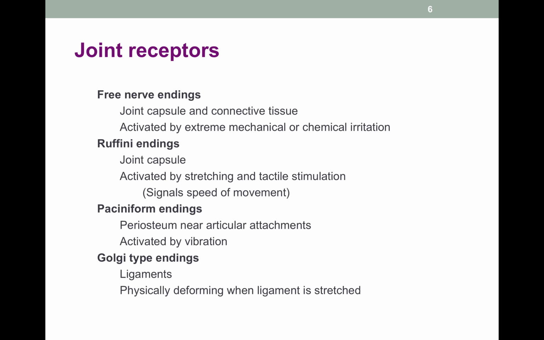There's also paciniform endings. These are in the periosteum, which is really that outermost layer of the bone. So these are near articular attachments. They're activated by vibration. And then we also have Golgi type endings, and we will be talking quite a bit about these today. So these are found in ligaments. We're going to see that these are primarily located in the tendons, which of course connect muscle to bone, and they are physically deformed. So they are mechanically manipulated when a ligament is stretched. We're going to continue to talk about Golgi tendon organs in upcoming slides.